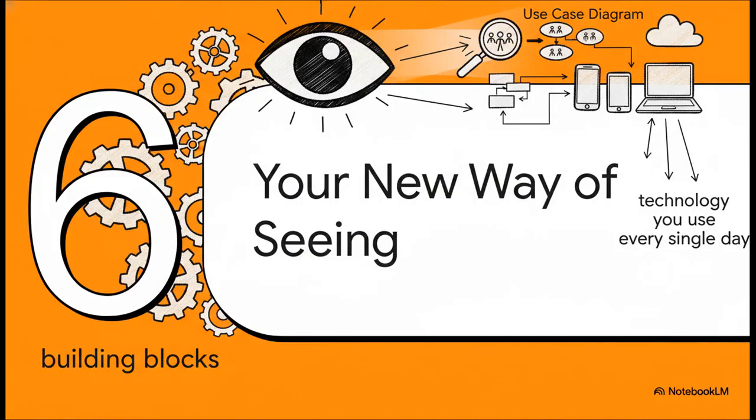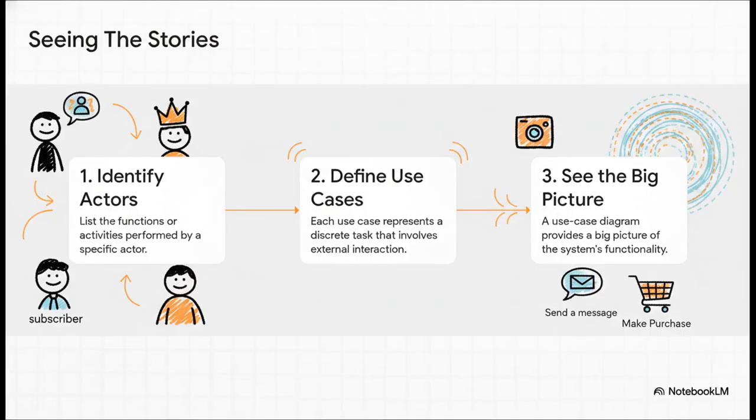So now that you know these basic building blocks, you kind of have this new way of seeing the technology you use every single day. The next time you're using your favorite app, maybe try this out. Just for a second, see if you can spot the actors. That's probably you as a user or maybe a subscriber. Then try to identify their goals, the use cases, things like post a photo or send a message. You'll start to see these simple, elegant stories hidden inside every single system you interact with.